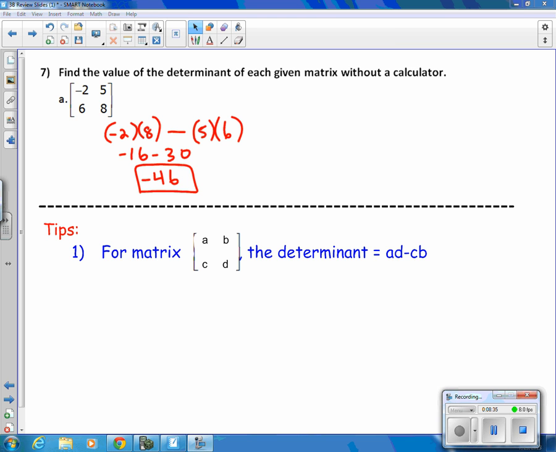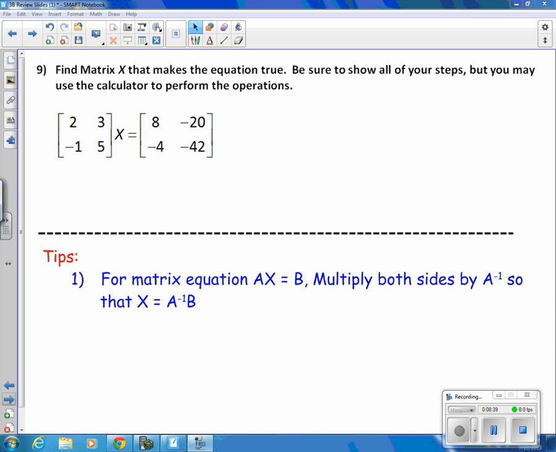All right, so from there, let's move on. Do number 9. So here's a matrix equation where you say one matrix times another matrix equals a result. When you do this, what's interesting is you have to make sure you multiply by what we call the inverse. So this is for matrix equation, A times matrix X equals matrix B. Multiply both sides by A inverse so that X equals A inverse times B.